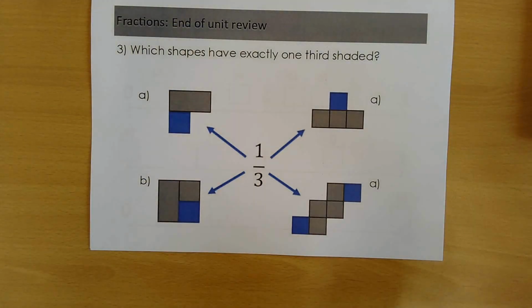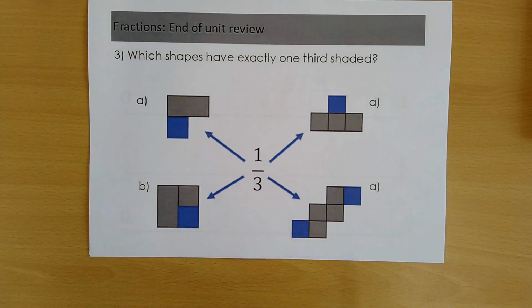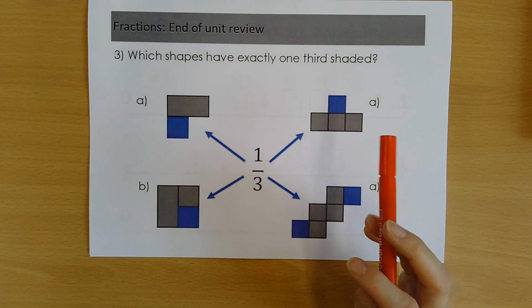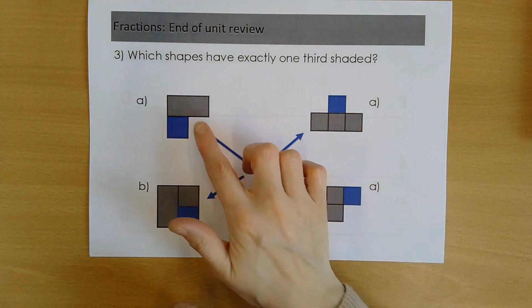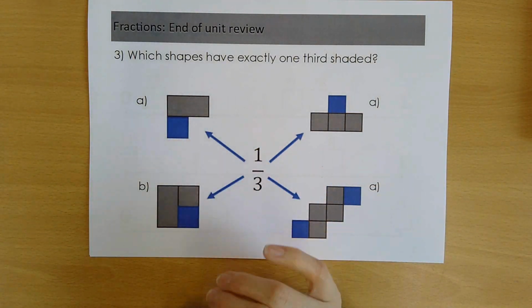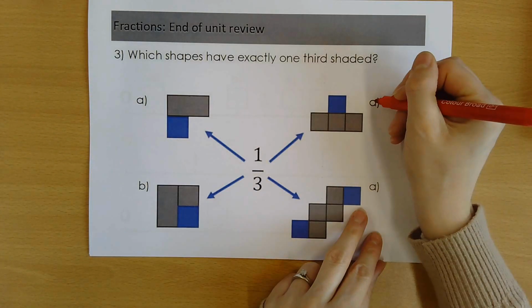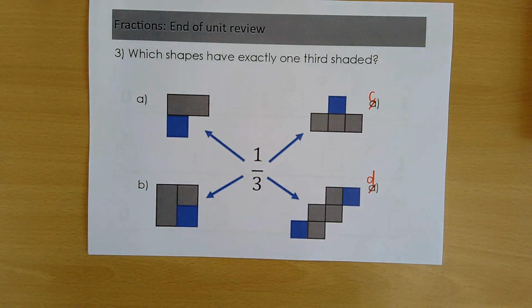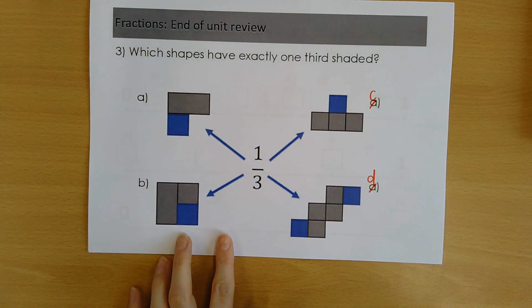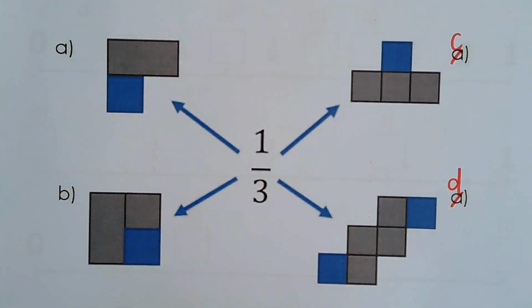Okay, let's look at the next question. Okay, so which shapes have exactly 1/3 shaded? So we looked at this in yesterday's lesson a little bit. So have a think about what I just did in the previous question, you may need to break the shapes up a little bit more. Oops, sorry, I've just realised this one is supposed to say C and D as well. Apologies. So you can pause the video and then which ones have exactly 1/3 shaded. Off you go.